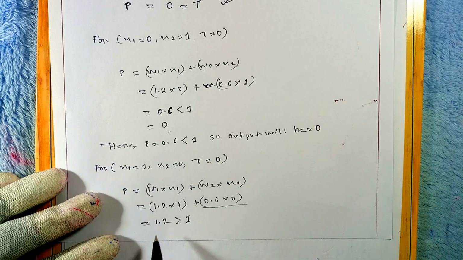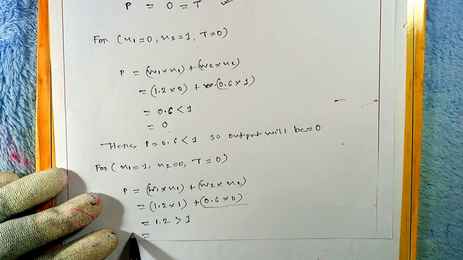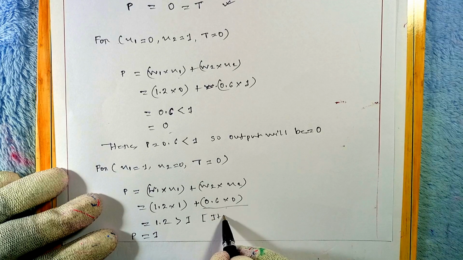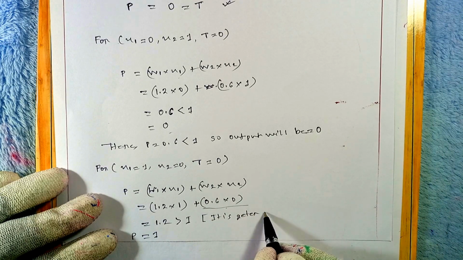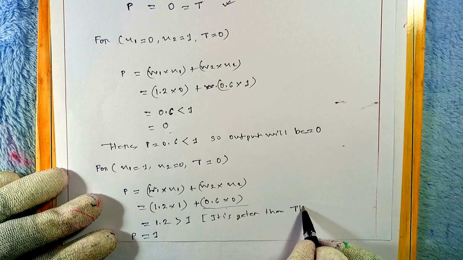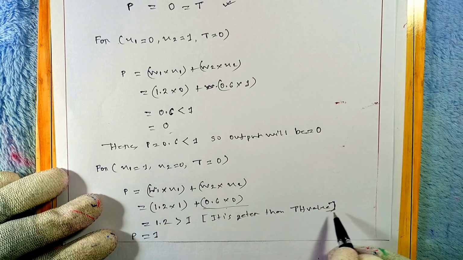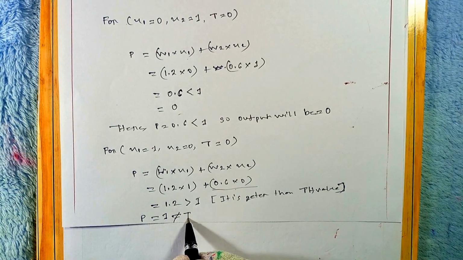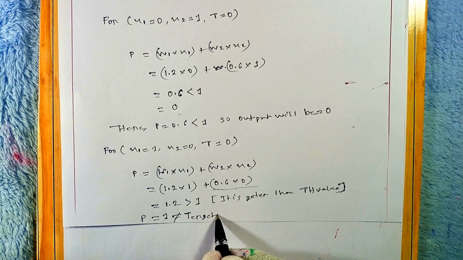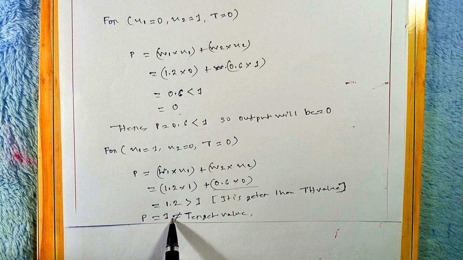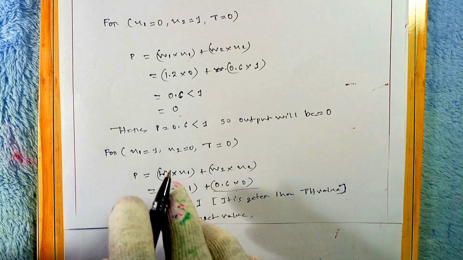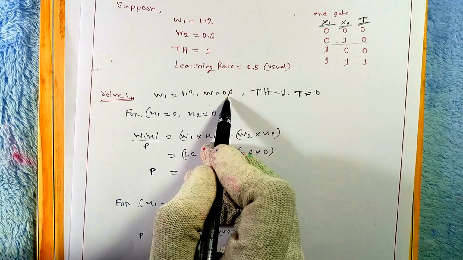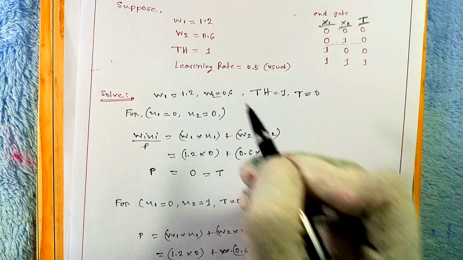Now it is greater than 1, that's why our predicted value will be 1. It is greater than the threshold value. So this time our predicted value is 1, which is not equal to our target. That's why we have to update the weight. We have to update the weight values, 1.2 and 0.6. We have to update this W1 and W2.